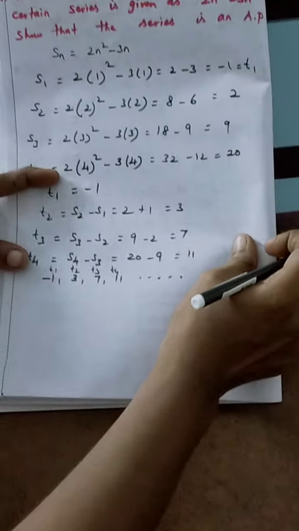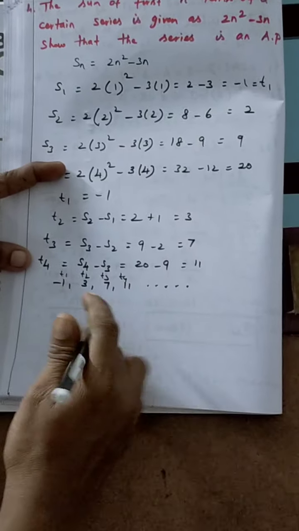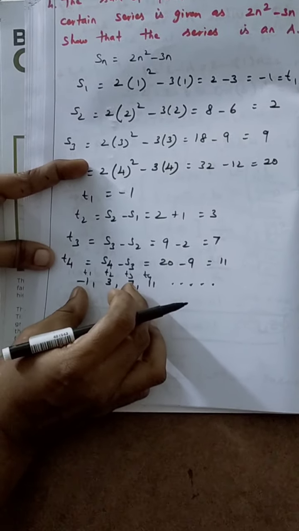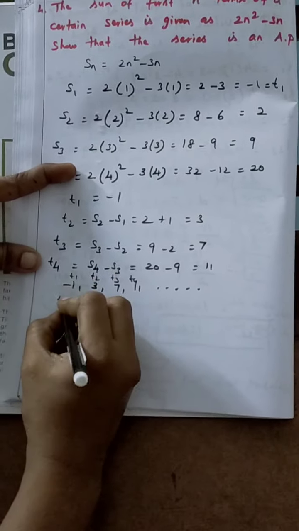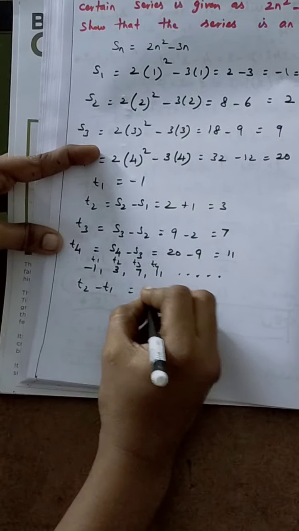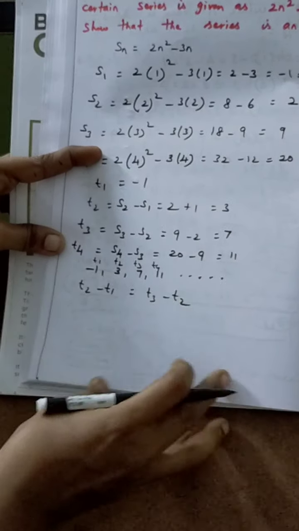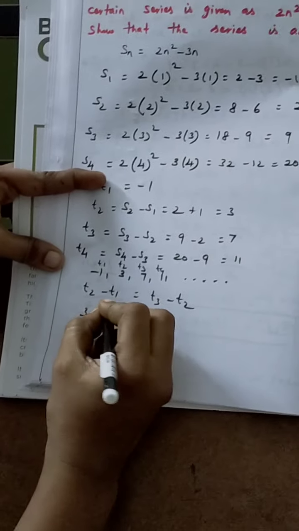So AP or not, that only check the answer. So AP means find out the common difference only. So first of all, two pair of terms, find out the common difference. First pair is T2 minus T1 equal to next pair T3 minus T2. First check the two pairs only. So T2 minus T1 is 3.